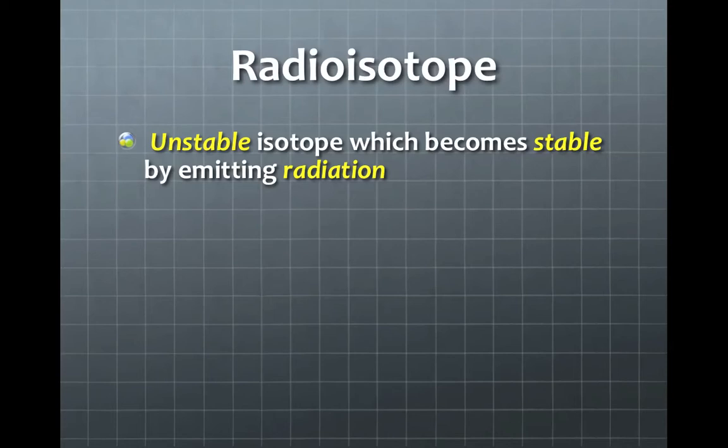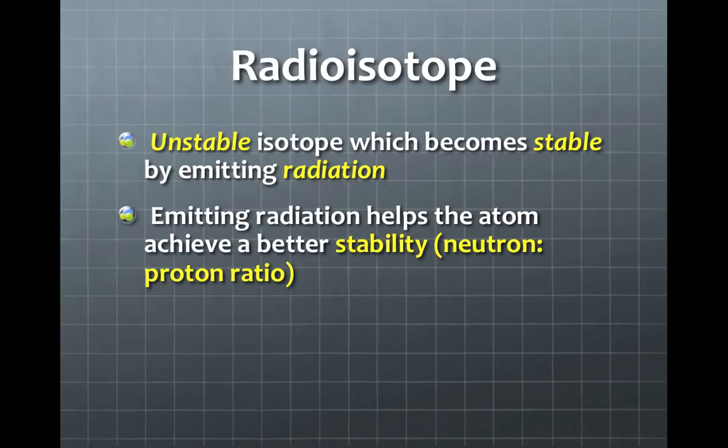And by unstable, I mean it has a kind of funky proton-neutron ratio, okay? And that makes it unstable, and it becomes more stable by emitting radiation. Emitting radiation helps the atom achieve a better stability or neutron to proton ratio. So like if you have too many neutrons, it could emit radiation and get rid of neutrons, and that will help it become more stable. So a radioisotope is an isotope that is radioactive, basically.